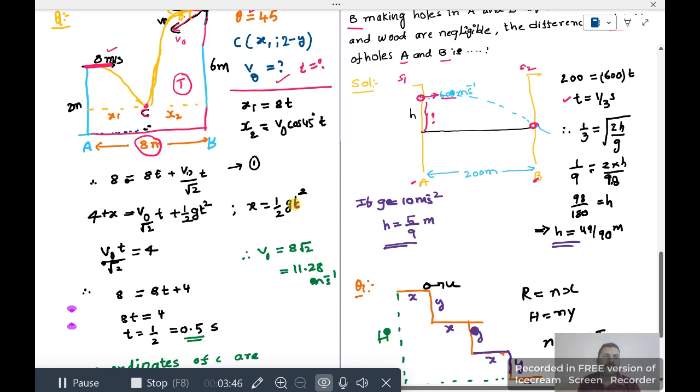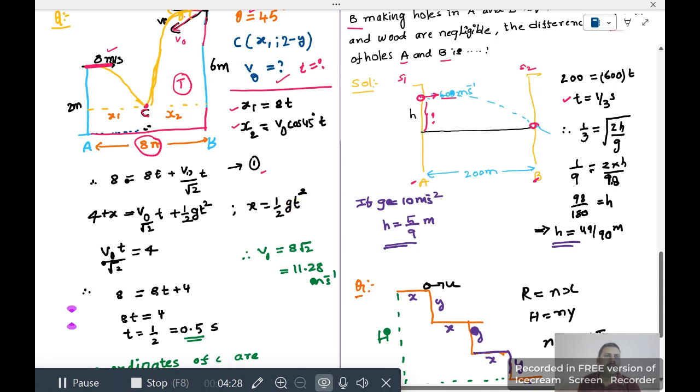From the concept of horizontal projection and projection from the tower, x1 is equal to 8 into t, and x2 is equal to v0 cos 45 into t, because these are horizontal distances. Consider the two particles colliding at a point C. Then x1 and x2 are the horizontal distances traveled by these two projectiles. So x1 plus x2 is equal to the distance between towers A and B, that is 8, equal to 8t plus V0 cos 45, which means V0 by root 2, into t. This is equation 1.